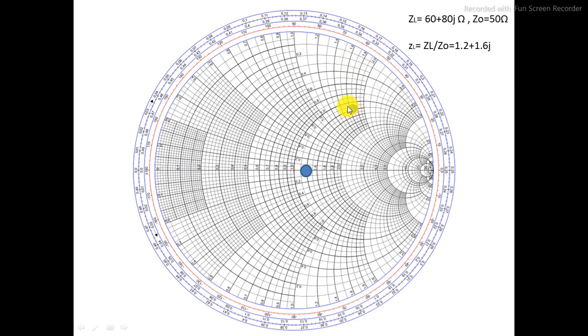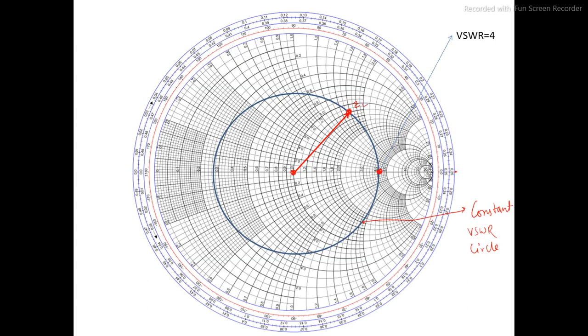Now, for this particular load impedance, we have to find out the V maximum and V minimum location on the Smith chart. Once we have plotted this data, we will take the distance from the center to this point as a radius and draw a circle. This circle is called a constant VSWR circle. How do we find this VSWR value? We can find it from the point where the center line intersects this constant VSWR circle. That point we have to read.